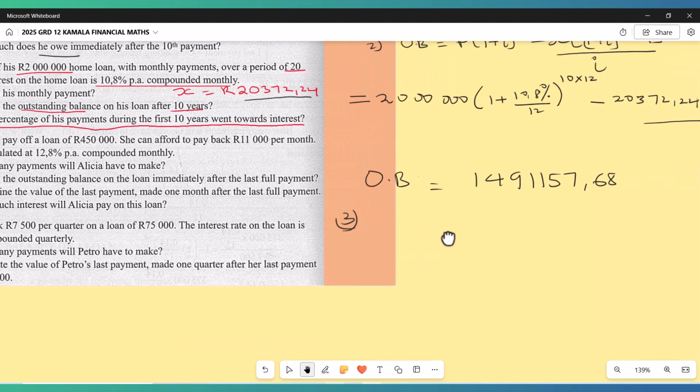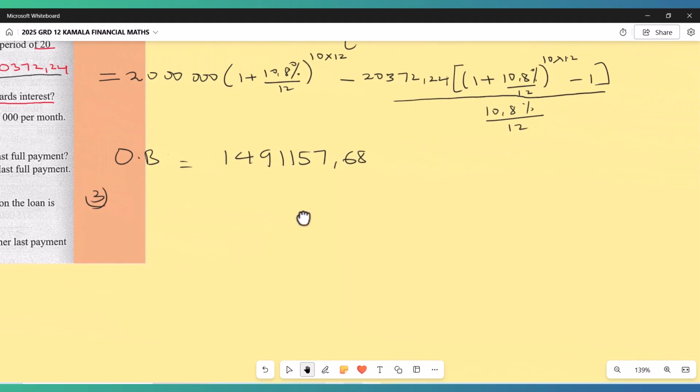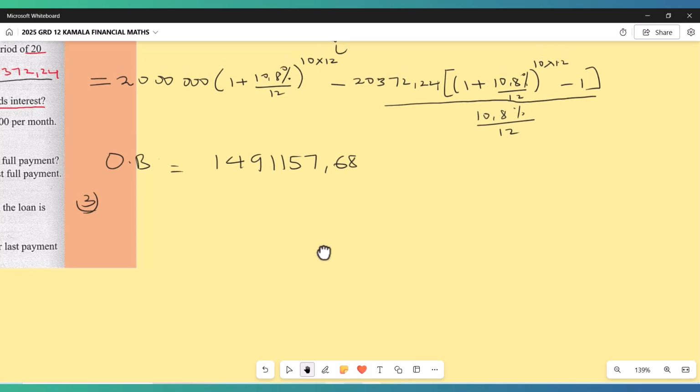First of all, we need to know the amount paid after 10 years. How much was that? The amount paid after 10 years, I'm going to call it A10. For the 10 years he was paying every month end, so 10 years multiplied by 12, multiplied by the monthly fee, that's what he was paying every month end. That means 20,372.24.